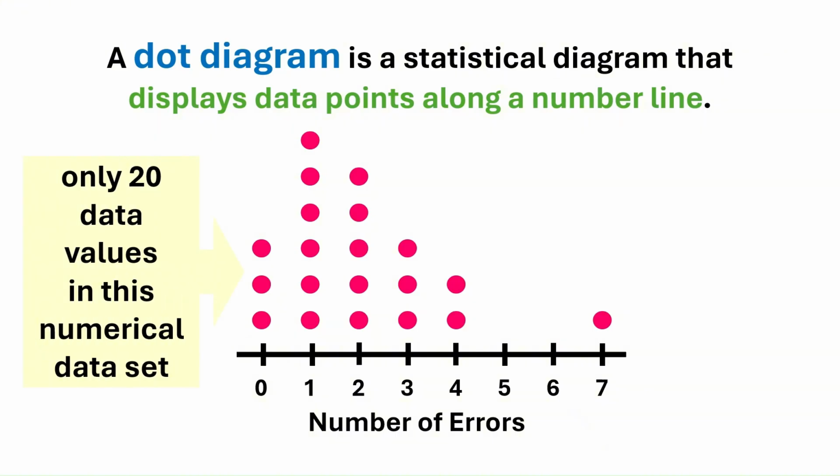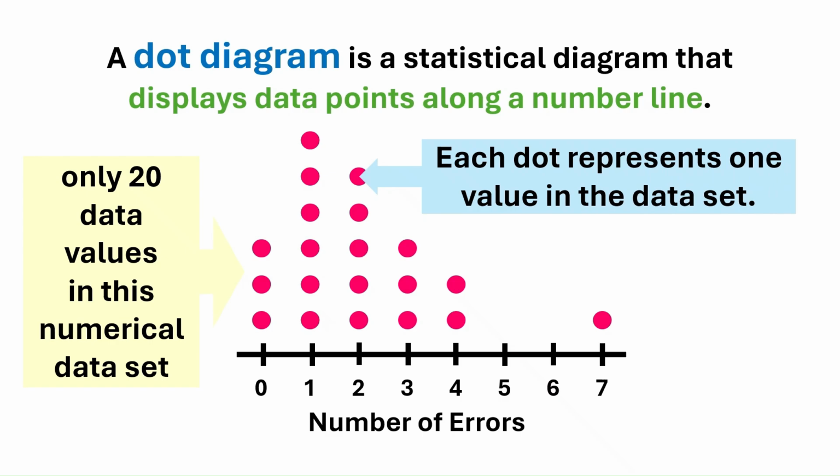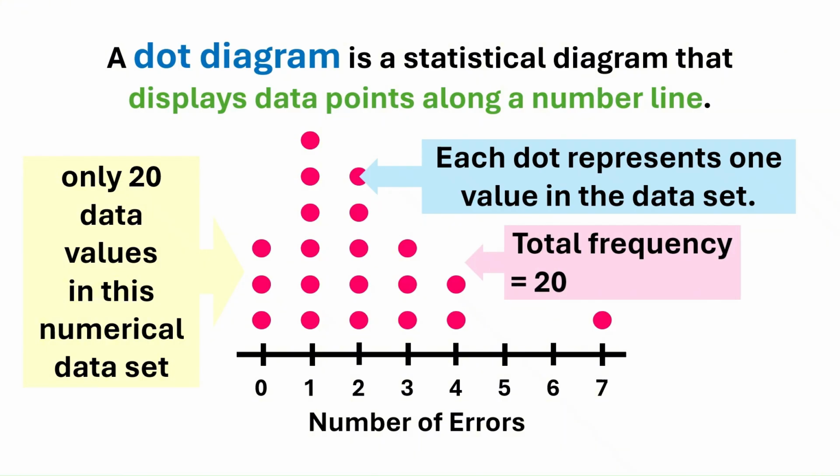A dot diagram is a quick way to display a small set of numerical data. Each dot represents one value in the data set. So, the total number of dots in a dot diagram will be equal to the total frequency of the data set. In this dot diagram, there are 20 dots. So, the total frequency for this data set is 20.